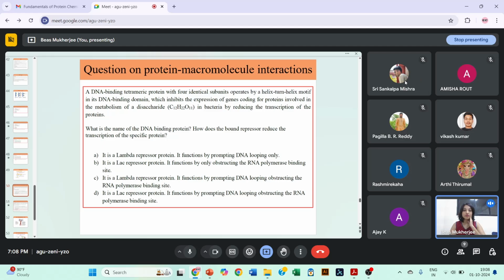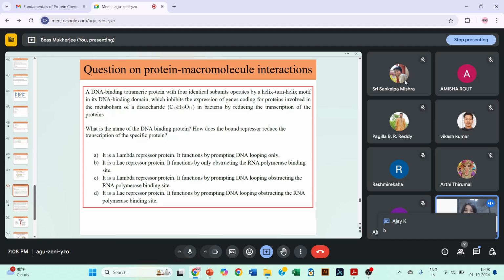Question on protein macromolecule interaction. A DNA binding tetrameric protein with 4 identical subunits operates by a helix turn helix motif, which is a very common DNA binding motif. We will read about this very soon. It inhibits the expression of genes coding for proteins involved in the metabolism of disaccharide in bacteria by reducing the transcription of proteins. What is the name of the DNA binding protein? And how does the bound repressor reduce the transcription of the specific proteins?